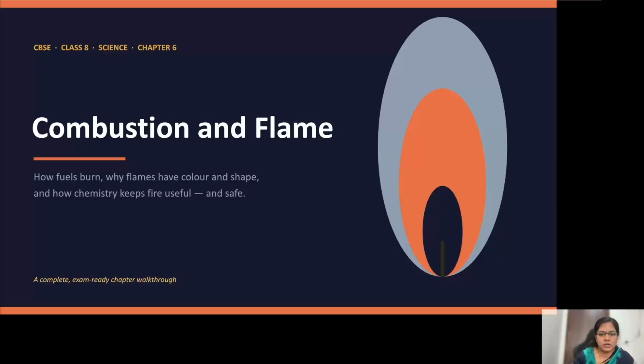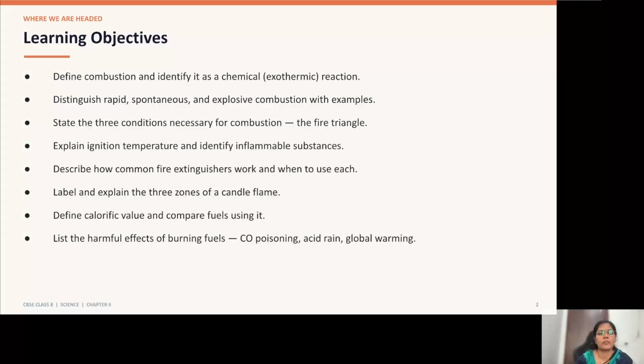Today, we are following the NCERT Class 8 Science Chapter 6 sequence exactly so it can be used alongside the textbook for classroom teaching, revision, or exam preparation. So, here I want to give you a minute to read through these learning objectives before I start. This is the checklist for the chapter. By the end of the class, every student should be able to understand each of these objectives.